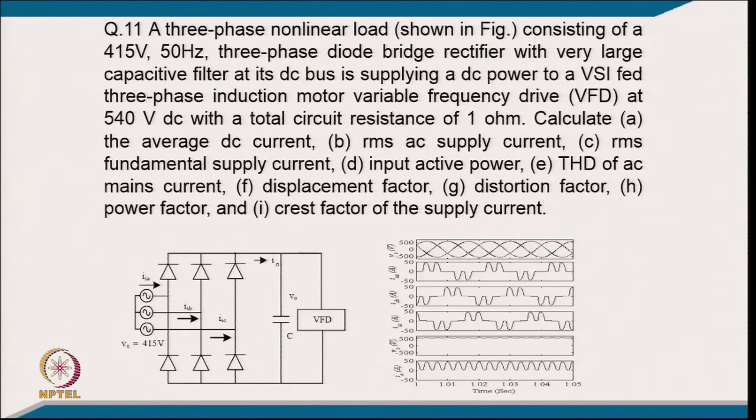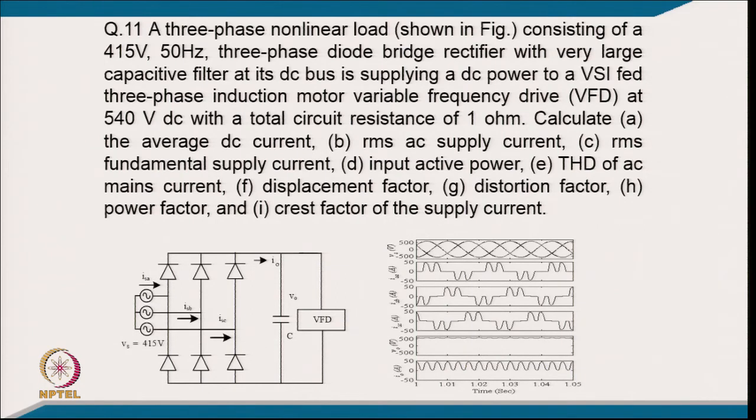Coming to another example, number 11. A 3 phase non-linear load shown in the figure consists of a 415 volt 50 hertz 3 phase rectifier with a very large capacitive filter, and its DC bus is supplying DC power to a voltage source inverter of a 3-phase induction motor variable frequency drive at 540 volt DC with a total circuit resistance of 1 ohm. Calculate the average DC current, RMS AC supply current, RMS fundamental supply current, input active power, THD of AC mains current, displacement factor, distortion factor, power factor and crest factor of supply current.